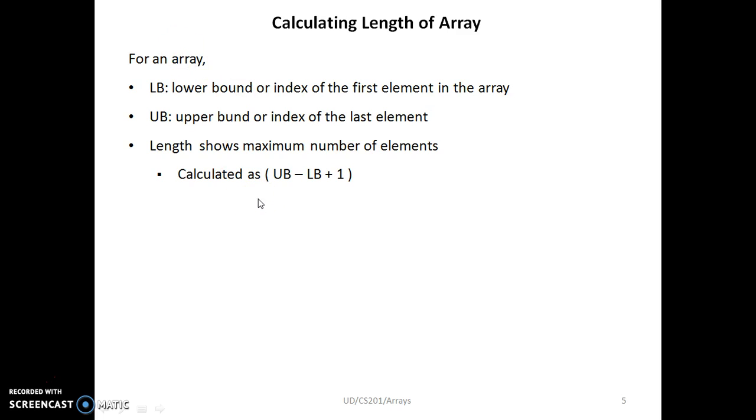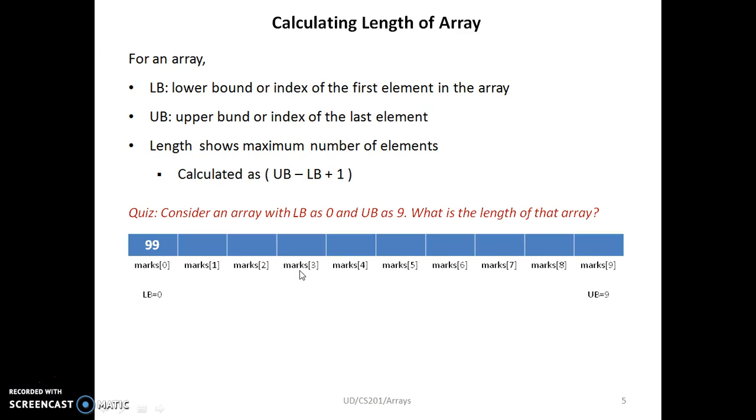Now, you can also calculate the length of the array, provided you know the lower bound of the array and upper bound of the array. So this essentially means the index of the first element. You know, for C programming it is always 0, and this indicates the index of the last element. So if you take an example where the value of LB is 0 and UB is 9, what is the length of that array? Take a quick pause. Yep, the correct answer is 10.